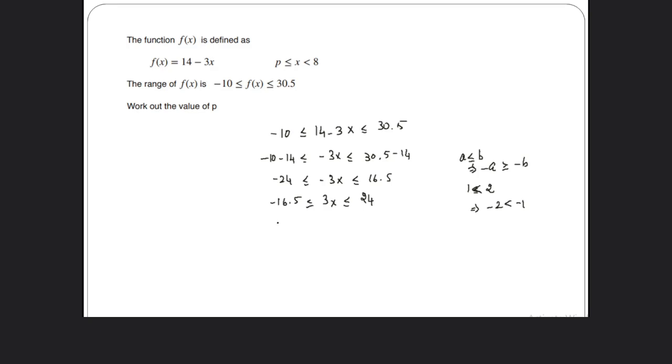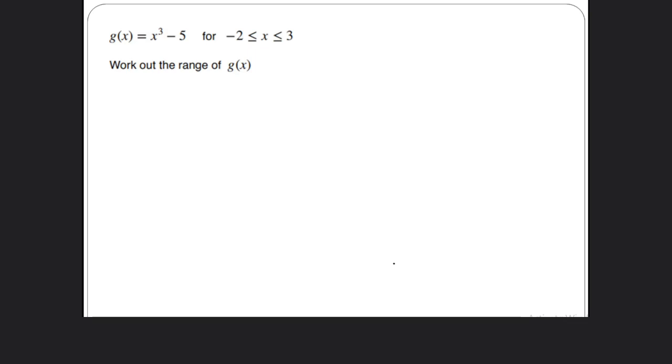Then we have to eliminate 3 from 3x. So minus 16.5 over 3 less than or equal to x less than or equal to 24 by 3. Then this is minus 5.5 less than or equal to x less than or equal to 8. So here instead of p, we have minus 5.5. So the answer is p equal to minus 5.5. Okay, let's go to the next problem.